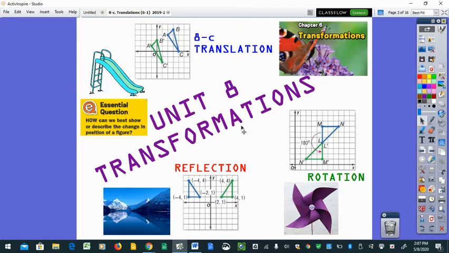There are 3 that are called rigid, 1 that isn't. We'll talk more about that later. And there's 3 of them. They're kind of all depicted on the slide here. So the first one we're going to do is translations.